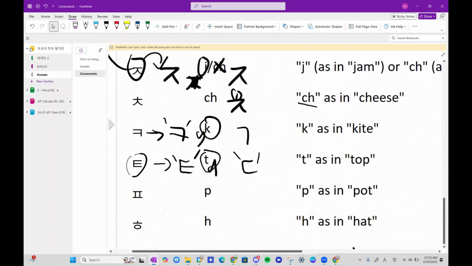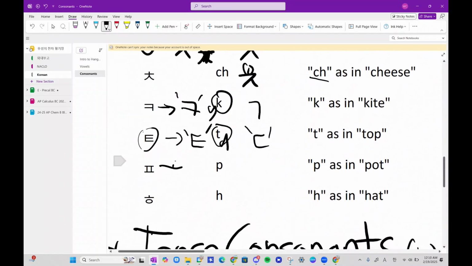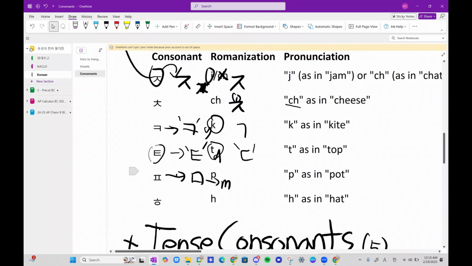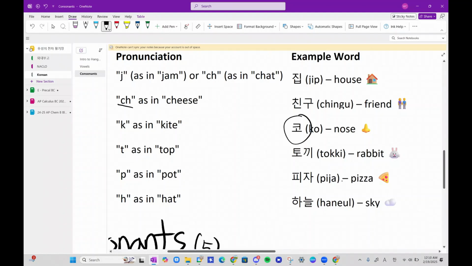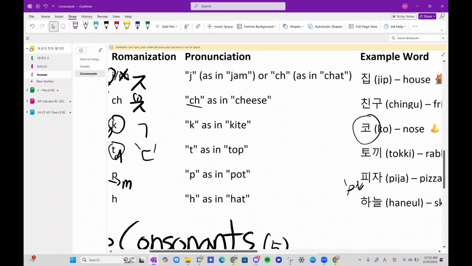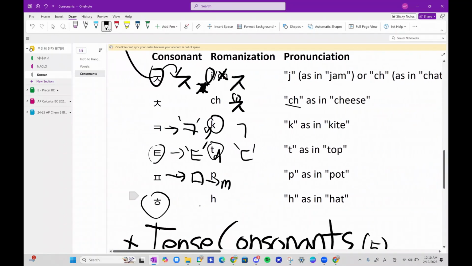And although this is not adding a line to the M sound, it's still a softened version of it. So pizza. It's not like pizza, it's more like a soft P. And then this one is also H, adding a line on top of the ieung, the round letter.